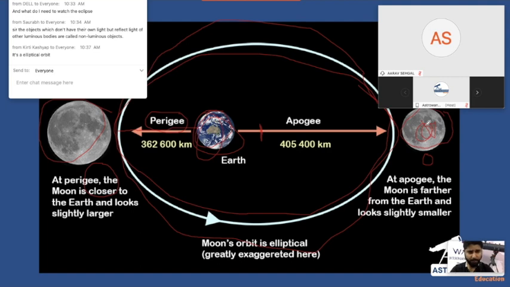So we need to understand this thing, so that we understand that sometimes the moon becomes smaller for us and sometimes it becomes bigger for us, right?